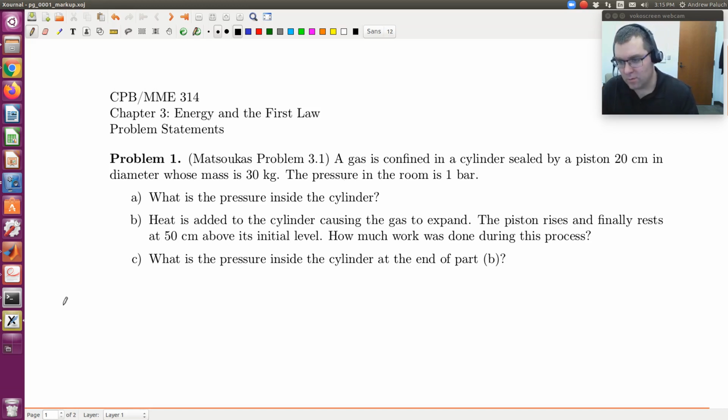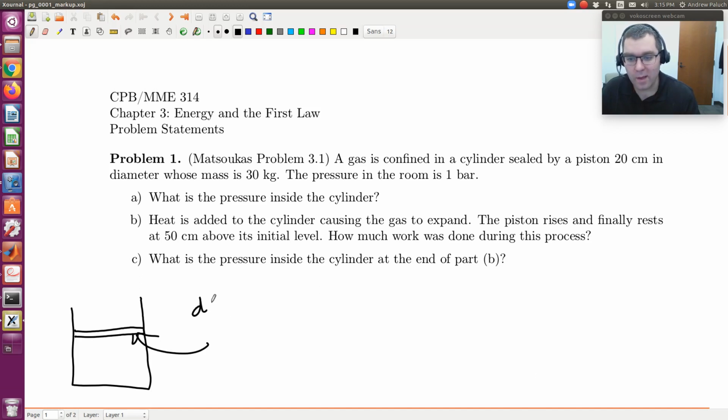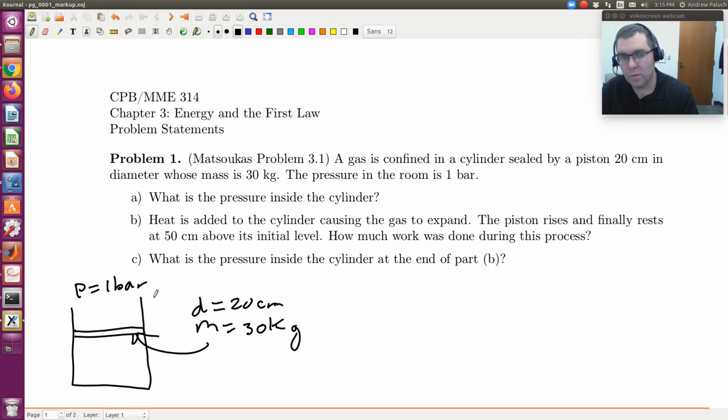Okay, so if I draw my schematic, we have a piston cylinder apparatus where we're told that the piston head has a diameter of 20 centimeters, and it has a mass of 30 kilograms. The other piece of information we're given is that the pressure in the room is 1 bar. Let me write this as the pressure of the surroundings or the atmosphere. So the pressure of my atmosphere or my surroundings is 1 bar.